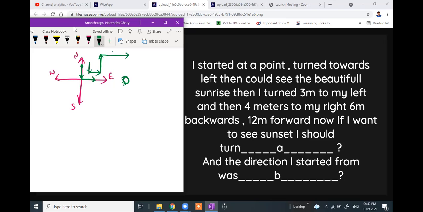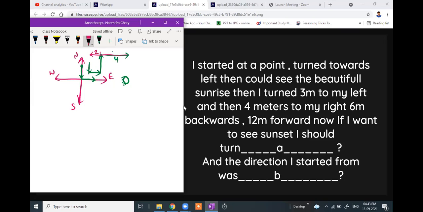Now what is the facing direction? East. If he turns back, it will be west. Okay, so he's already moving forward. Okay, sir, got it. This is already 4, so extra 2 will be here. Okay, sir. And then he turns. Sorry, there's nothing to turn, sir.